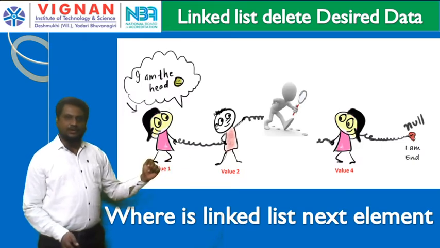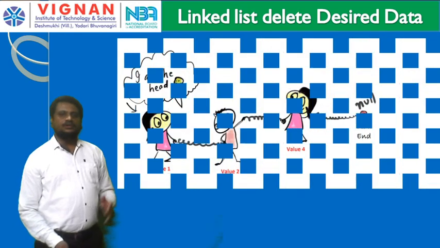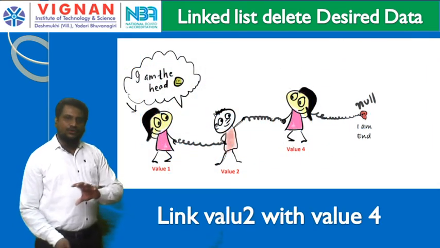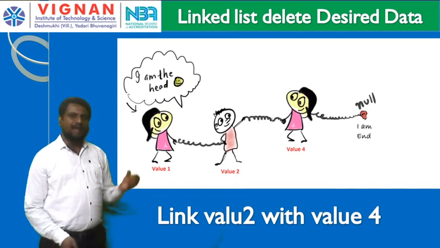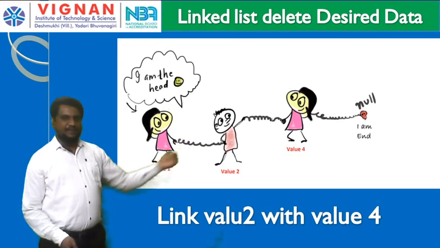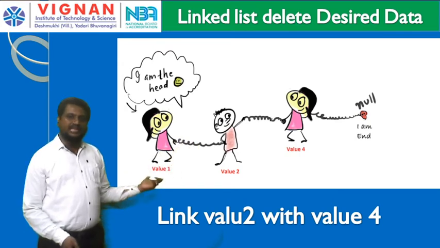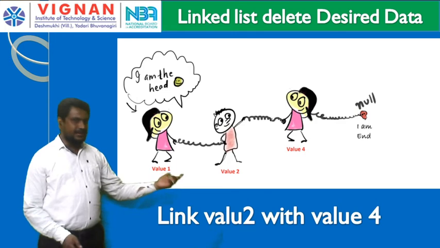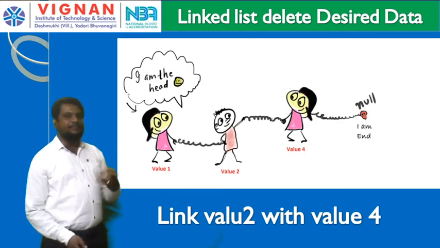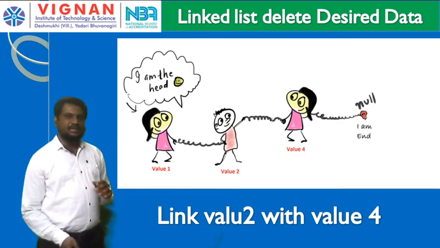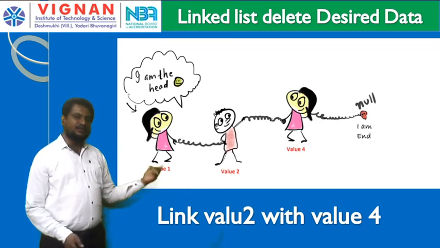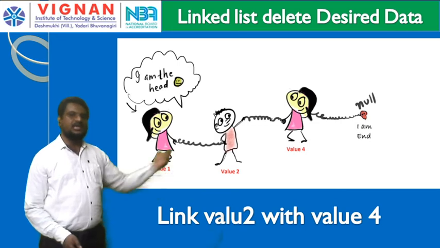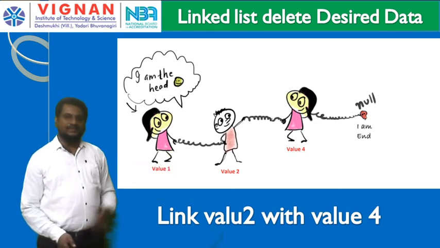Okay, so what am I going to do? I am going to add value 4 as the next of value 2. How am I going to do that? Simply I am replacing the next element of value 2 with value 4. Previously the next element of value 2 contained value 3, but I deleted value 3, so I made some adjustments. What is that adjustment? I put the next element address of value 2 as value 4.